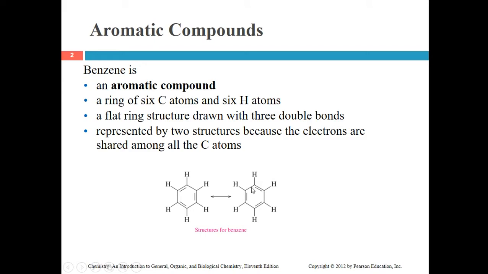Notice here in this case, this bond over here that was double is a single here. And so you could technically draw either of these structures. Since we could technically draw either of them, we have this symbol of a double-headed arrow, which means resonance, which really means that the real structure is something in between this structure and this structure.